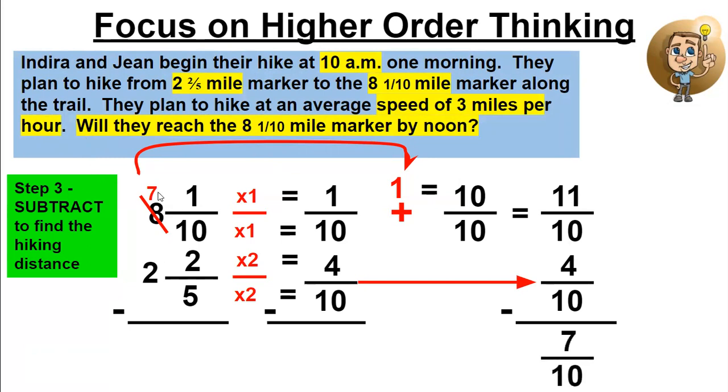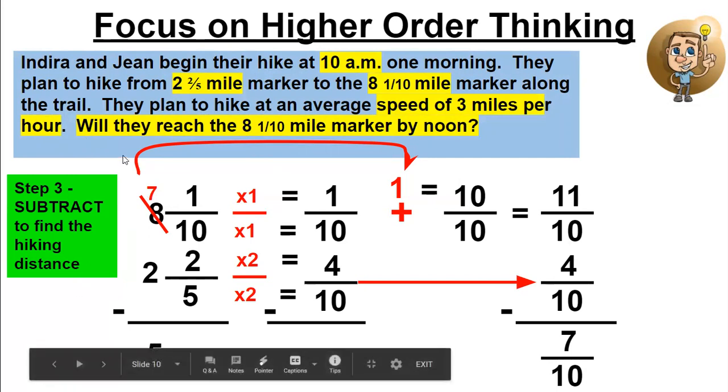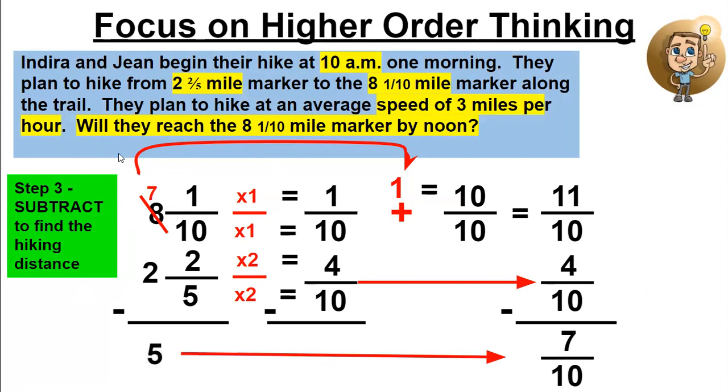And now I subtract the whole numbers. I got a 7 and a 2 to subtract, and that gives me 5. And then I'm going to combine the two, and I'm going to get 5 and 7 tenths. That's the first part of the problem. That's how far they have to hike, 5 and 7 tenths. Now we have to decide if they're going to make it there by noon.